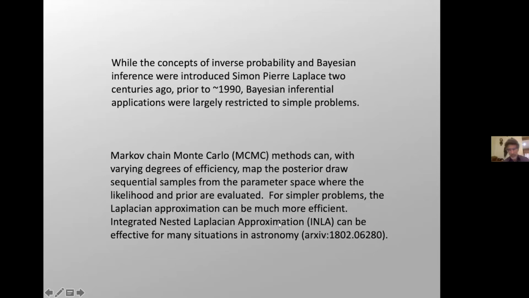Just a reminder that for simpler problems, where let's say there's only one peak and it's not too bumpy, you can do it much more easily with INLA. And for MLE, you can do it much more easily with the EM algorithm. You don't have to use MCMC, but you want to use it for more complex problems.